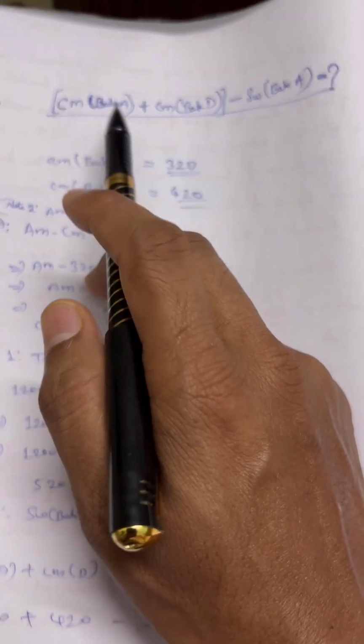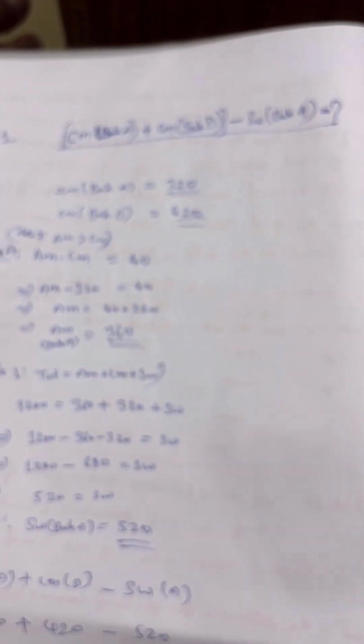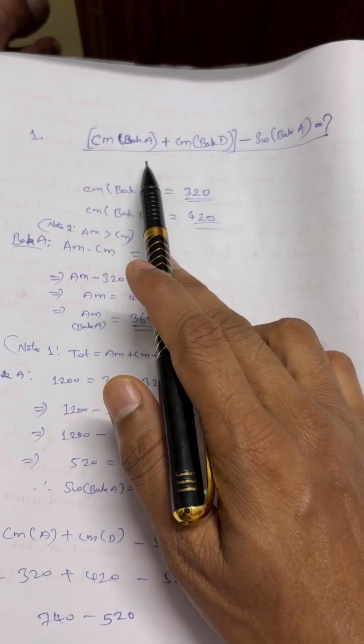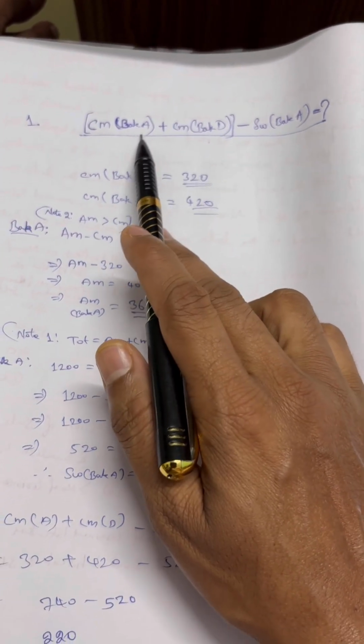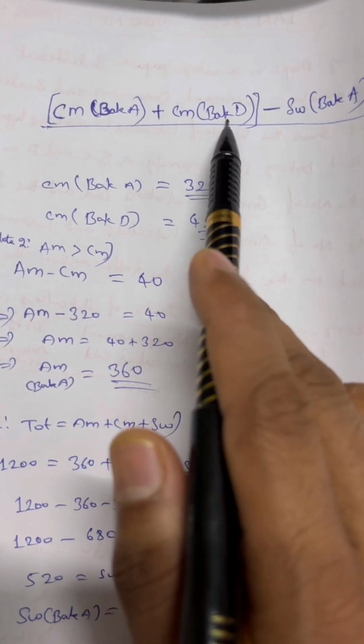So I have solved it. Now let us take it. Please hear the question they asked: it is cornmeal of bakery A and bakery D together. That means you have to add cornmeal of bakery A plus cornmeal of bakery D.